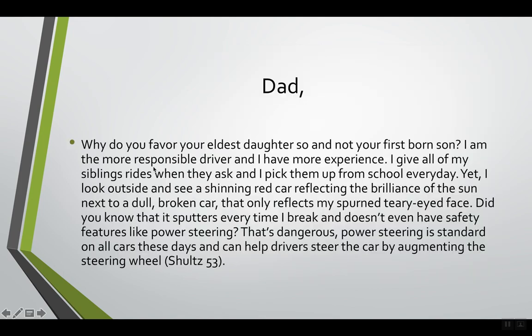Dad, why do you favor your eldest daughter so and not your firstborn son? I am the more responsible driver and I have more experience. I give all of my siblings rides when they ask and I pick them up from school every day. Yet I look outside and see a shining red car reflecting the brilliance of the sun next to the dull, broken car that only reflects my sullen, teary-eyed face.